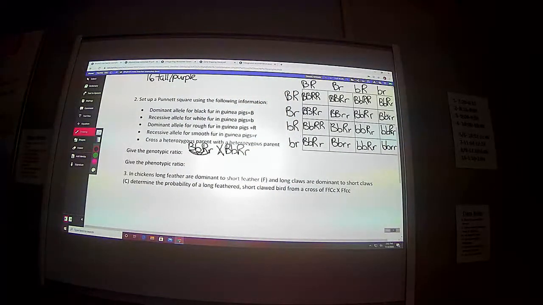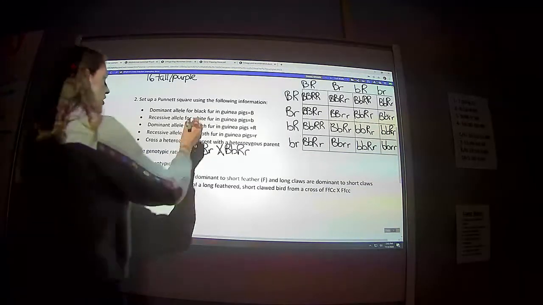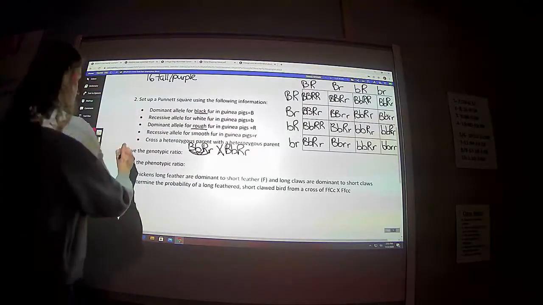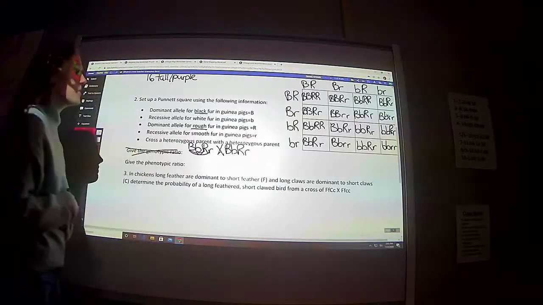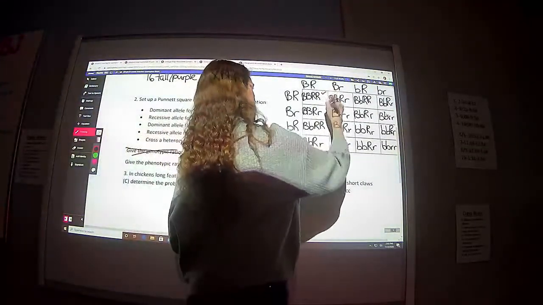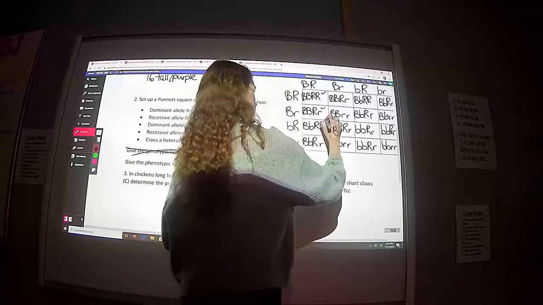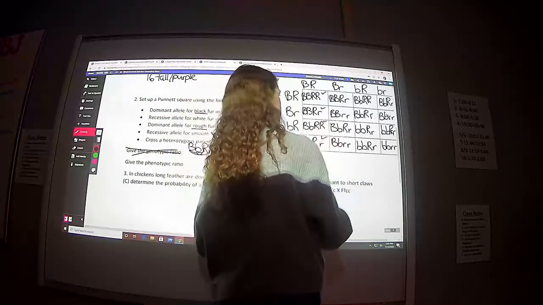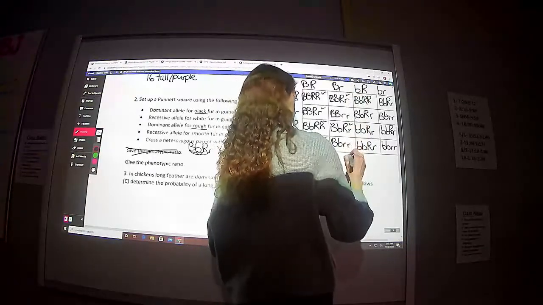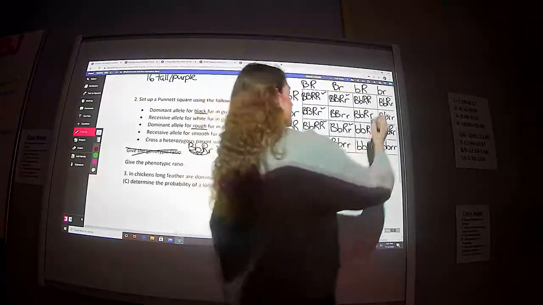So my phenotypic ratio for this one. We're looking to see how many would have black fur and how many would have rough fur. So we're going to go with the dominant traits first when we do our phenotypic ratio. And again, I'm just going to ignore that genotypic ratio there. As long as I have one capital letter for each one, they're going to show that dominant trait. So I'm just going to put a little tick mark by each one that has at least one capital B and one capital R.